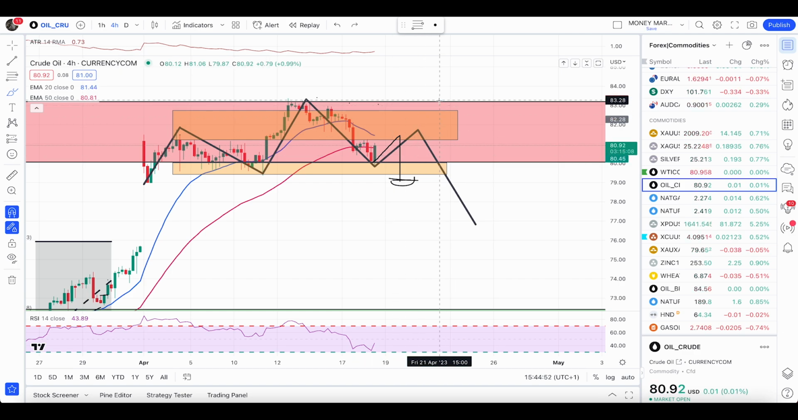So that is what I'm looking at for crude oil. Keep these zones on your charts. All we need is patience and to wait for the conditions. Once everything has happened, we are good to go short. So that's it for commodities, guys.